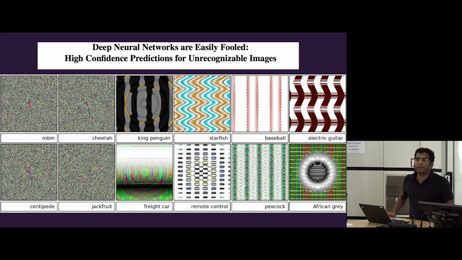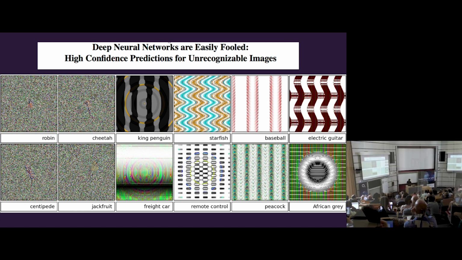And you also know this famous paper, deep neural networks can be easily fooled. These are networks trained on ImageNet for classifying things, but they can be easily fooled by showing these patterns. For example, that wavy thing is recognized as starfish. Many of these things that we call noise are recognized as robin or cheetah, etc.